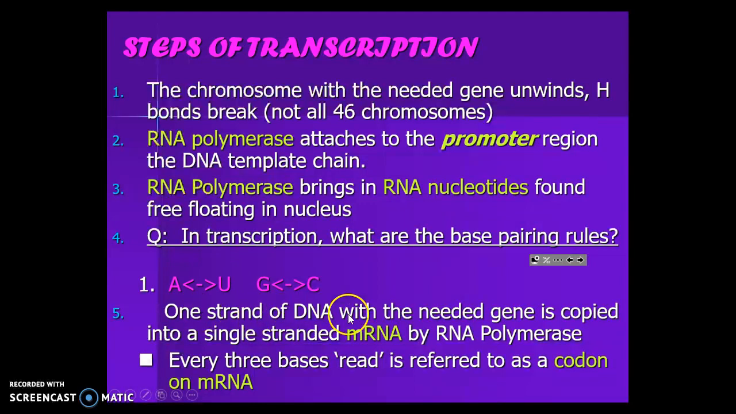And one strand of DNA with the needed gene is copied into a single-stranded mRNA. This is done by RNA polymerase. And as the code is read, it's read in sequences of 3 bases at a time. These 3 bases, as mentioned earlier, are referred to as a codon. So a codon is carried in the message, carried by messenger RNA.